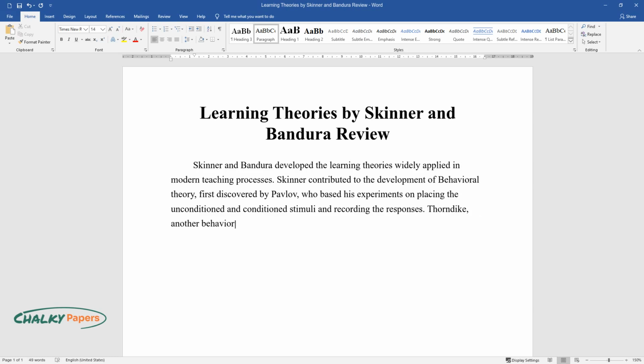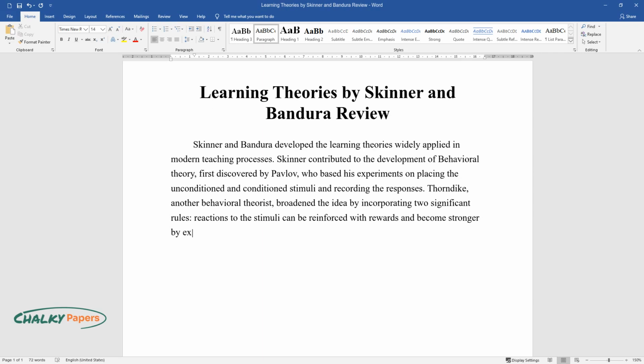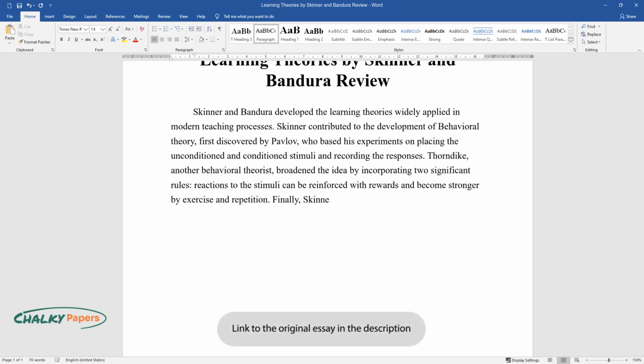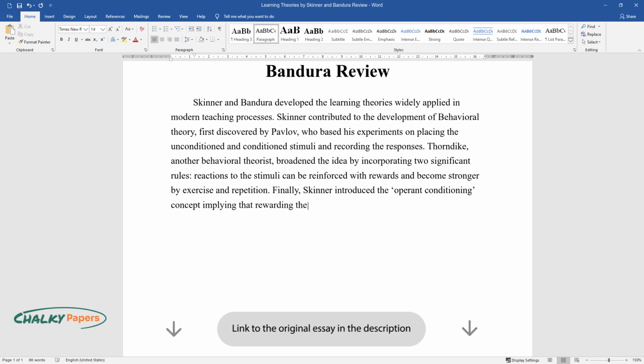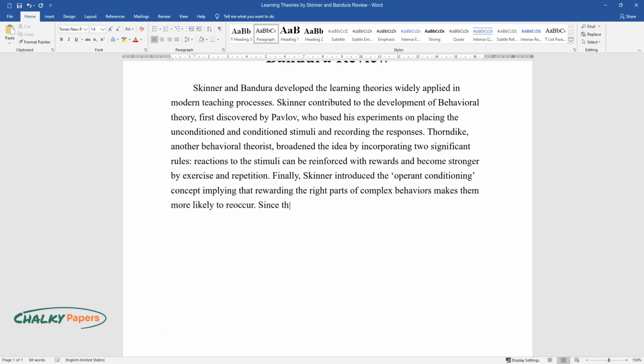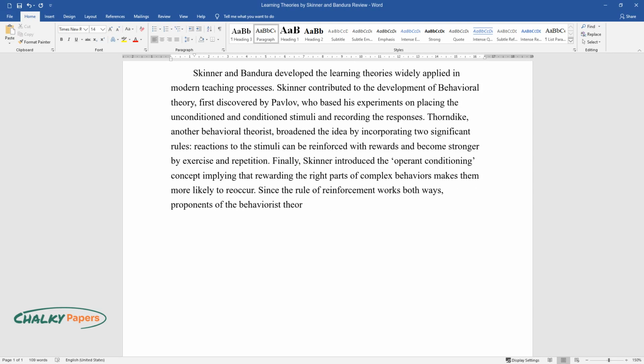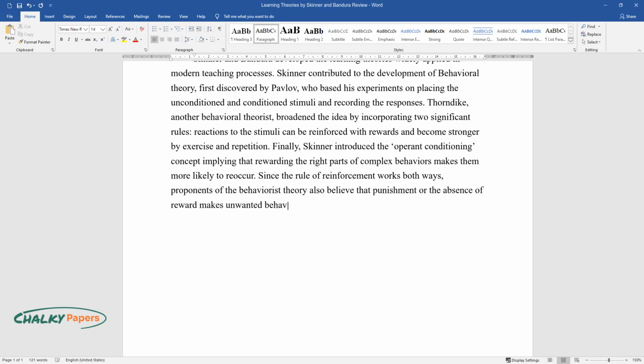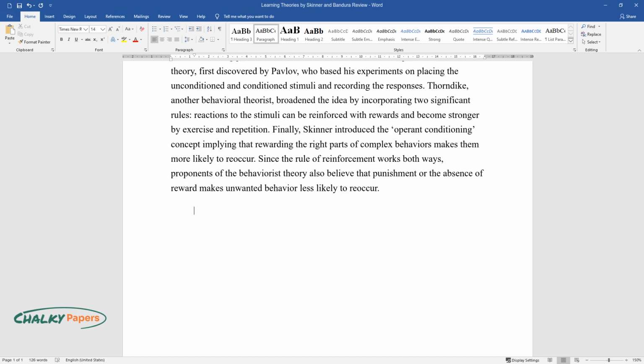Thorndike, another behavioral theorist, broadened the idea by incorporating two significant rules. Reactions to the stimuli can be reinforced with rewards and become stronger by exercise and repetition. Finally, Skinner introduced the operant conditioning concept, implying that rewarding the right parts of complex behaviors makes them more likely to reoccur. Since the rule of reinforcement works both ways, proponents of the behaviorist theory also believe that punishment or the absence of reward makes unwanted behavior less likely to reoccur.